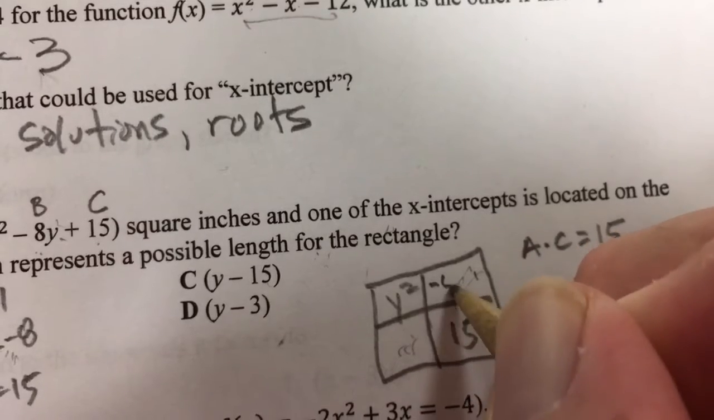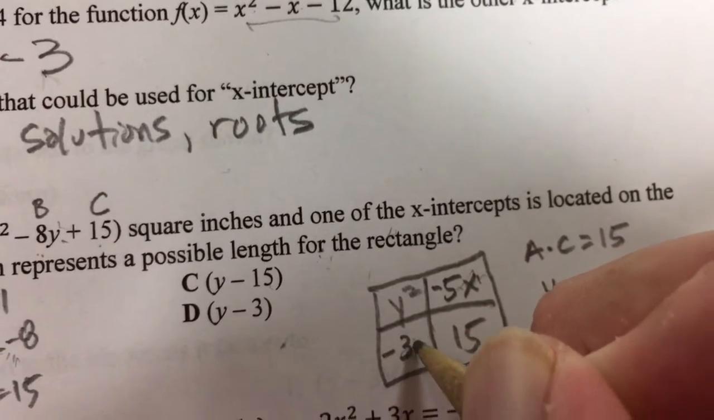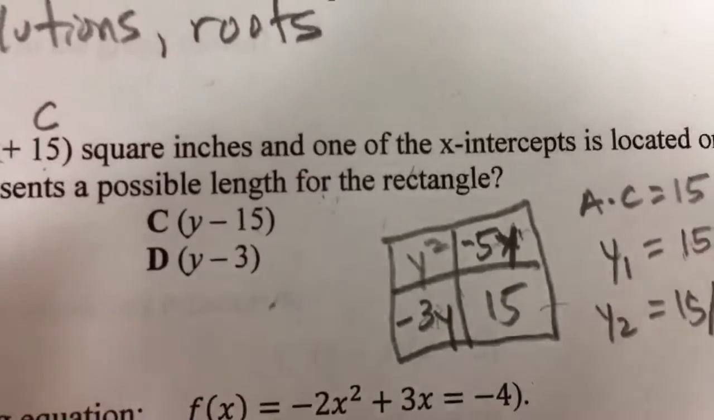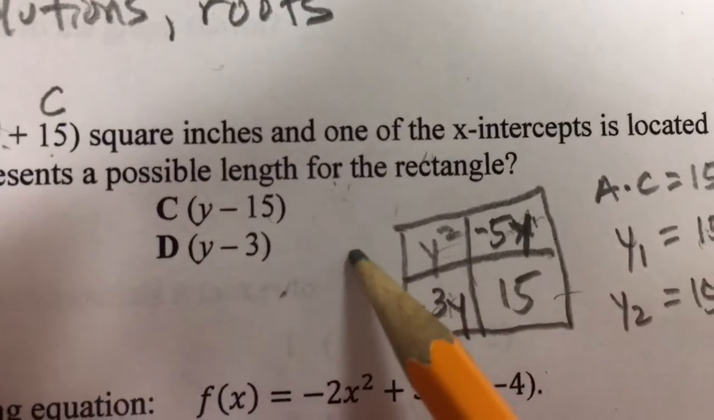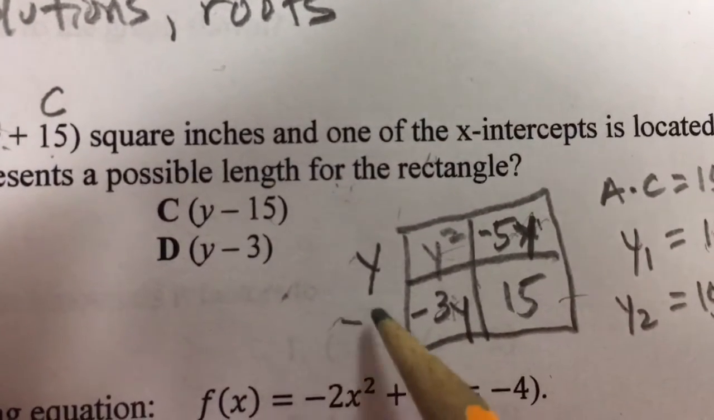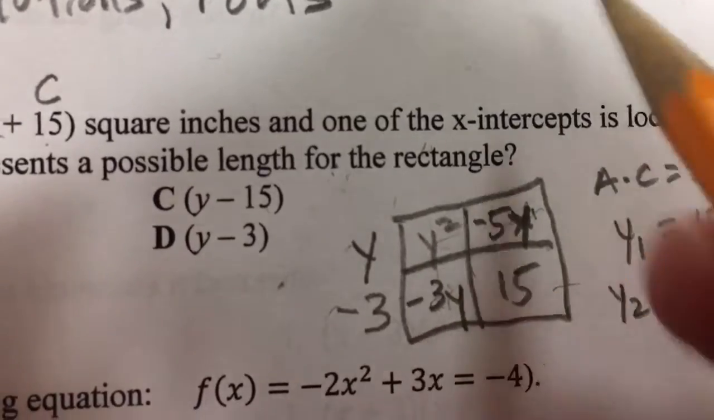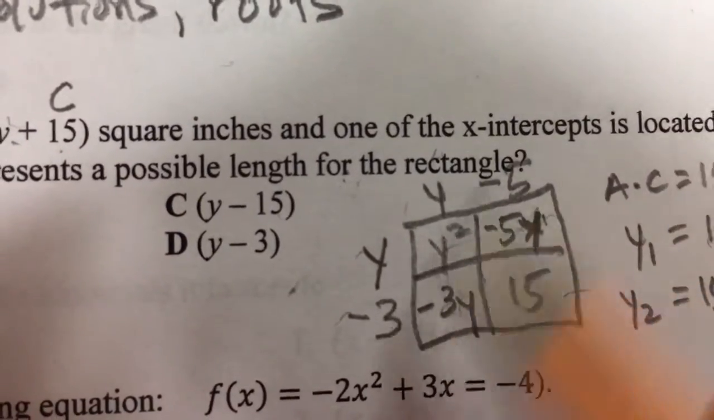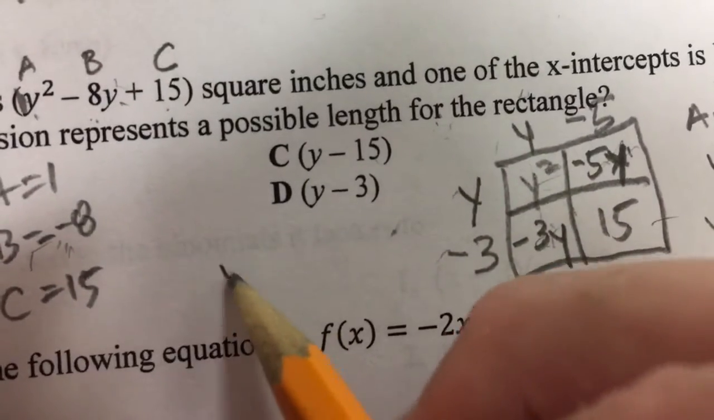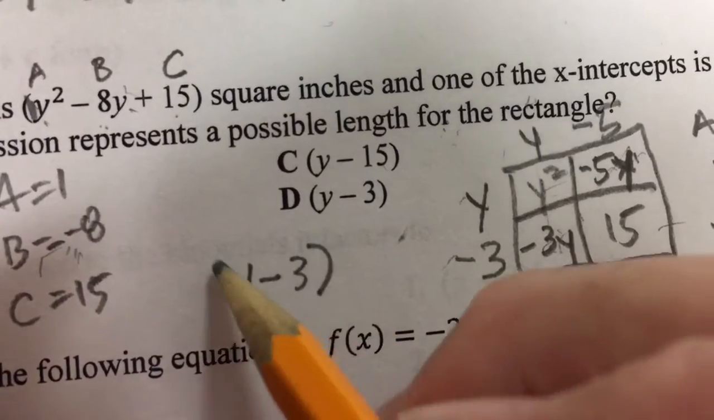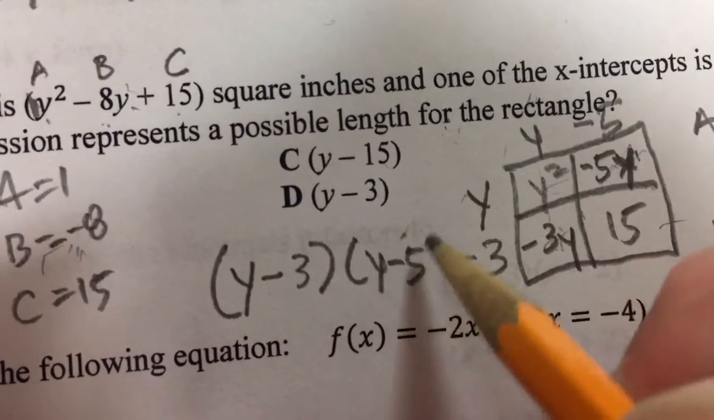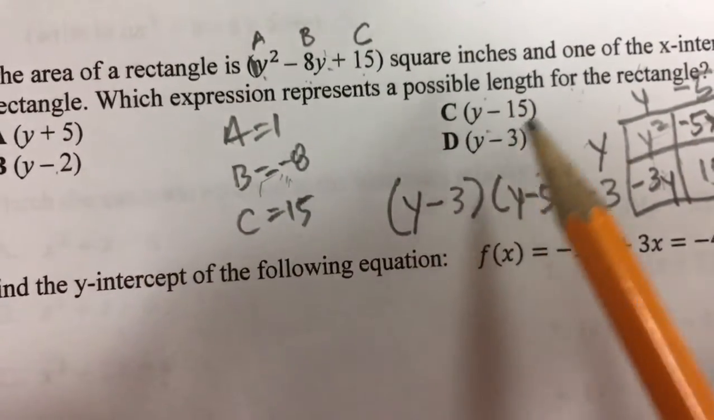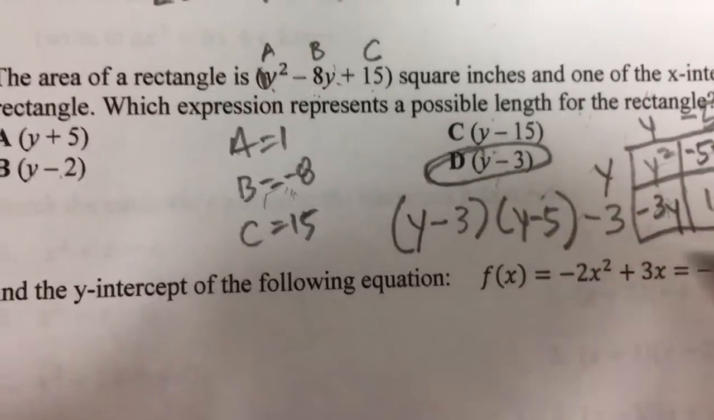So -5y, -3y. Now we just want to pull out the things that are in common. On the top, I can take a y out of both. On the bottom, I can take out a -3. On the left, I can take out a y. On the bottom, I can take out a -5. So the two factors of this trinomial are y minus 3 and y minus 5. So looking for these in the answer choices, the only one that matches one of the ones that we just found is D, y minus 3.